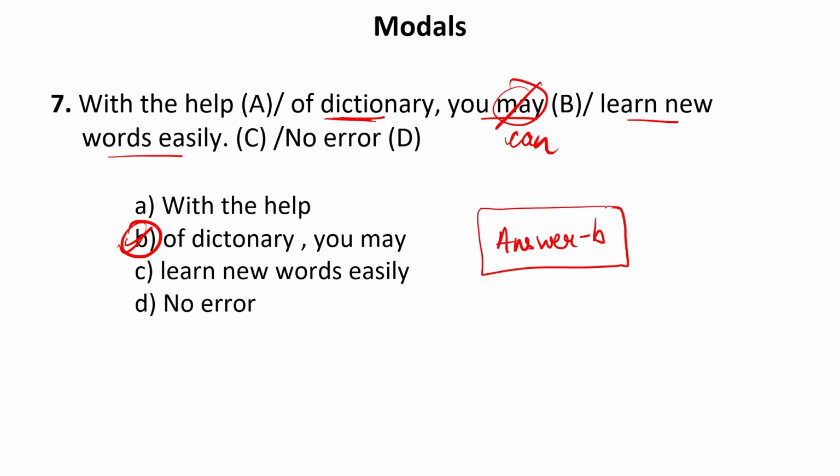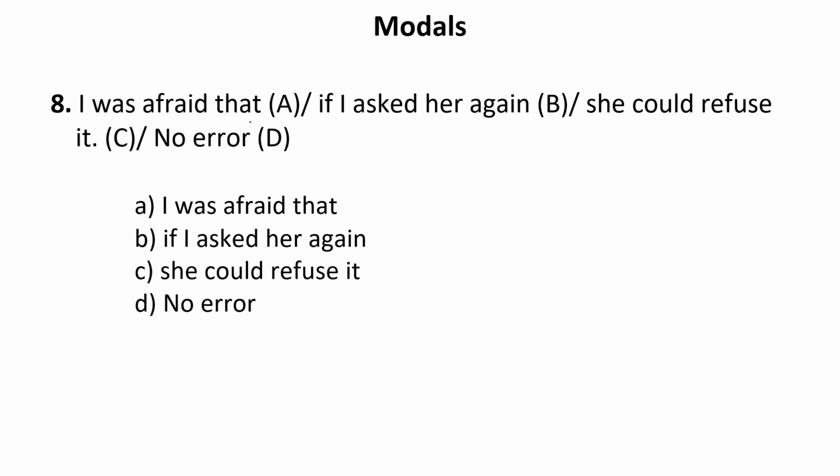Now let us move to the next one. I was afraid that if I asked her again, she could refuse it. Now, in this sentence we can see, I asked her again. This is past indefinite tense. And if it is past indefinite, here we should have subject plus modal plus verb first form. Most probably, in the second clause of the sentence, we have modal would.